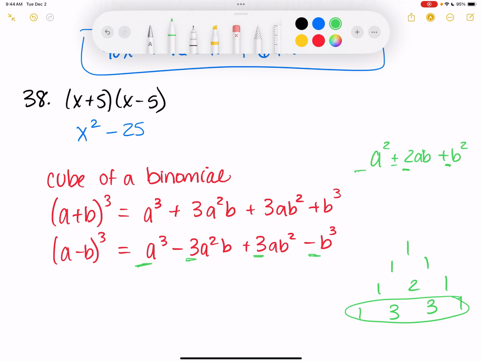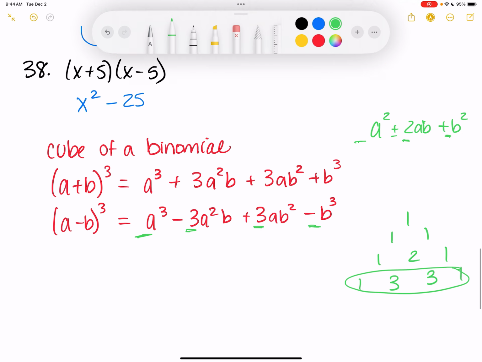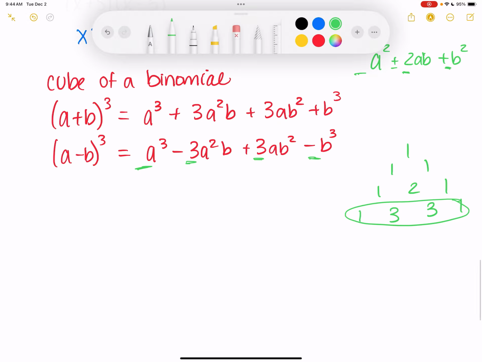One. That's a single, just a number. Just one. It's just one. Okay. So, but anyways, cube of a binomial follows this.